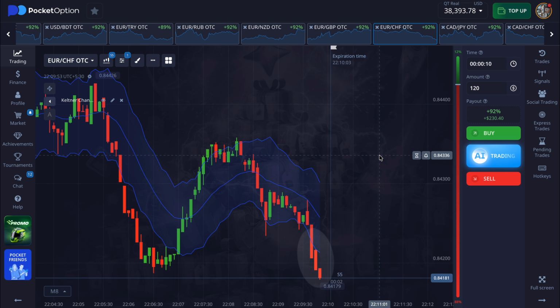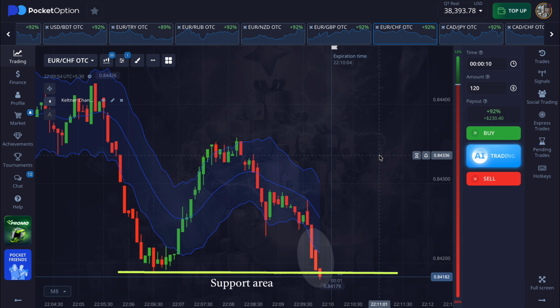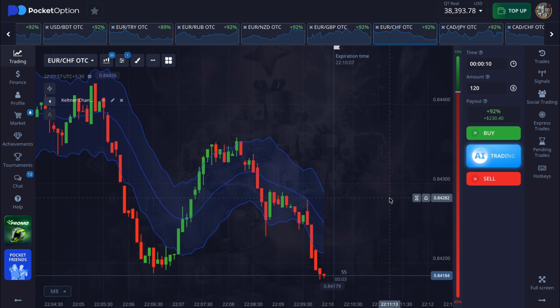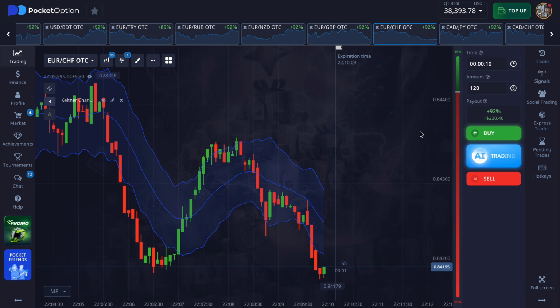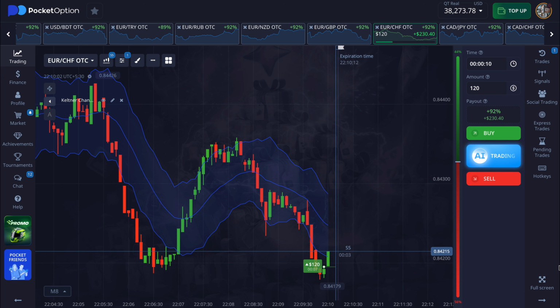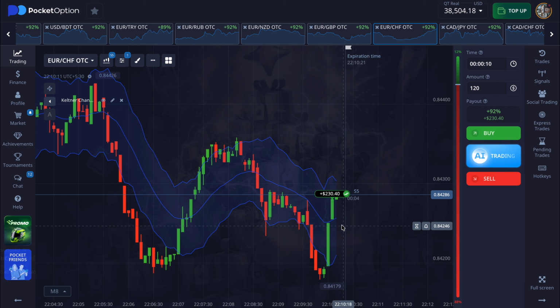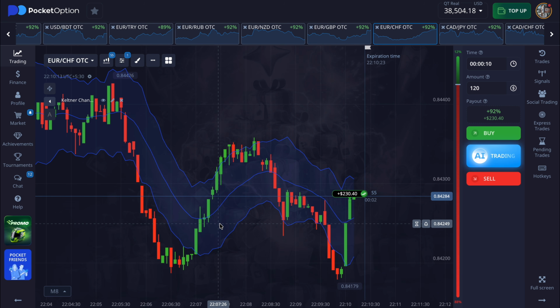The market is moving around the lower Keltner line, and there is a solid support zone in the previous price action. Now, only one confirmation is left. A green candle has not formed yet, so until we see a clear bullish candle reaction, we will not take any action. Now the green candle has formed, and our third confirmation is complete. Now I will stay on this chart for a little longer and watch which direction the market moves.